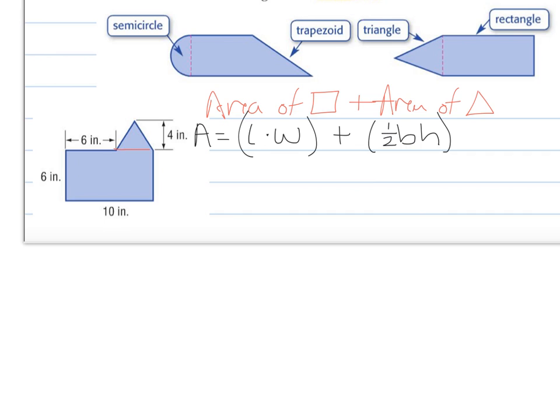So next, when finding the parts of them to plug in, finding the length and width of the rectangle, my length here is 10, my width is 6, so I'm doing 10 times 6. For the triangle, I put my 1/2 in.